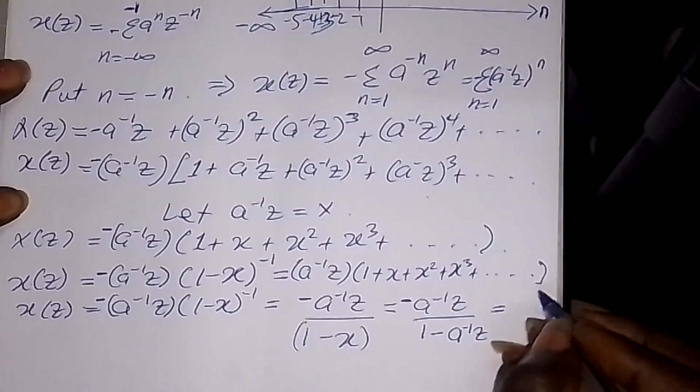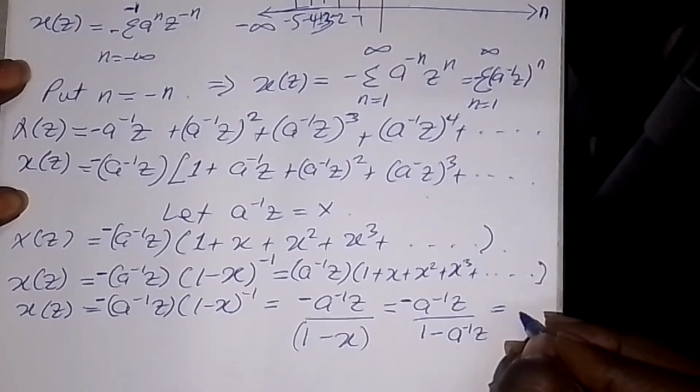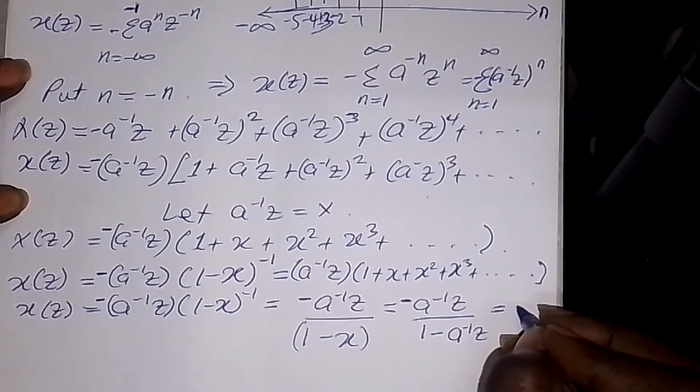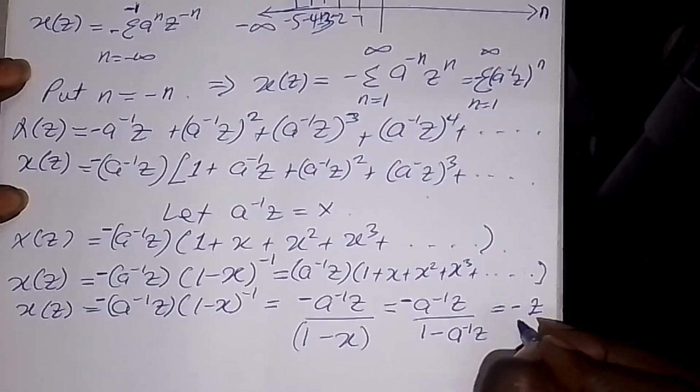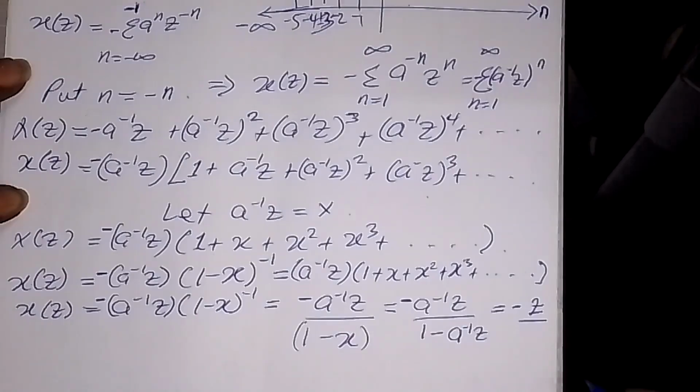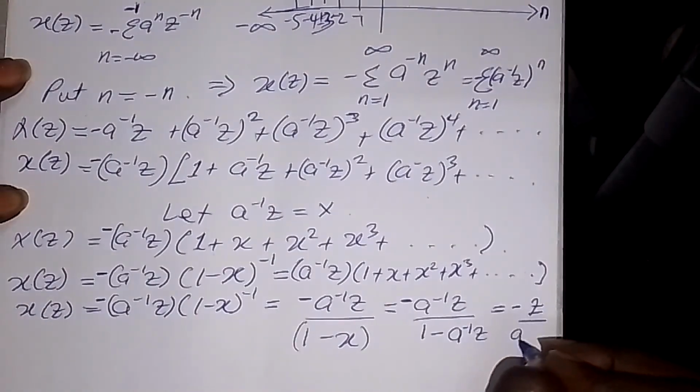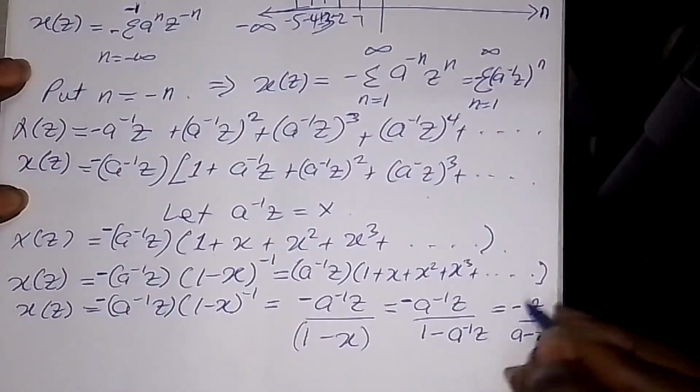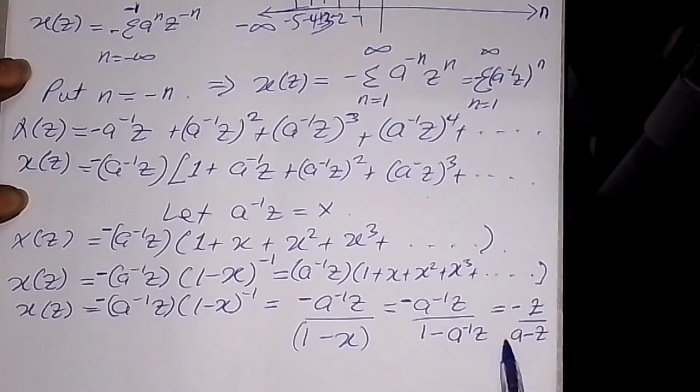So if I multiply through by a, what am I going to get? In that case, I will have minus z over a minus z. So this becomes my Z transform.